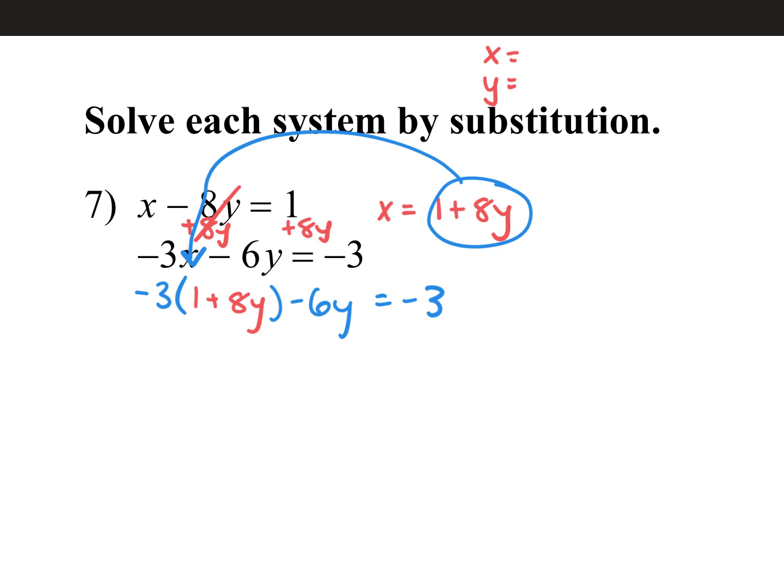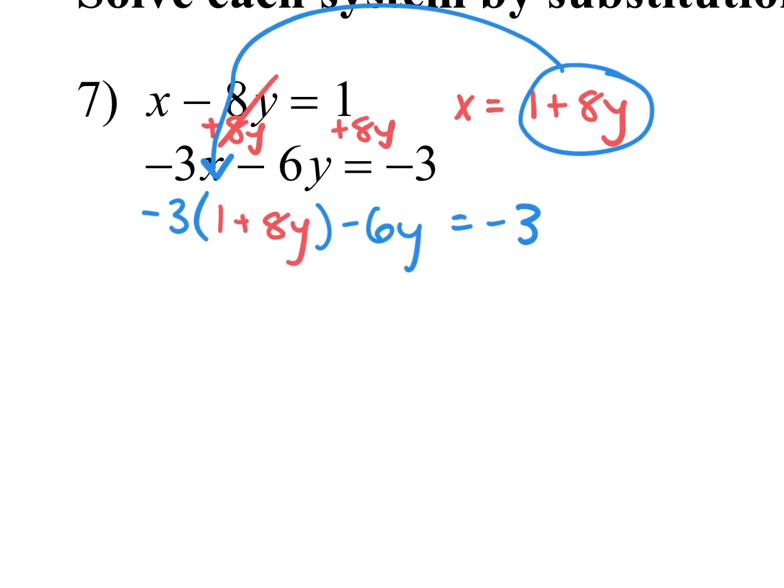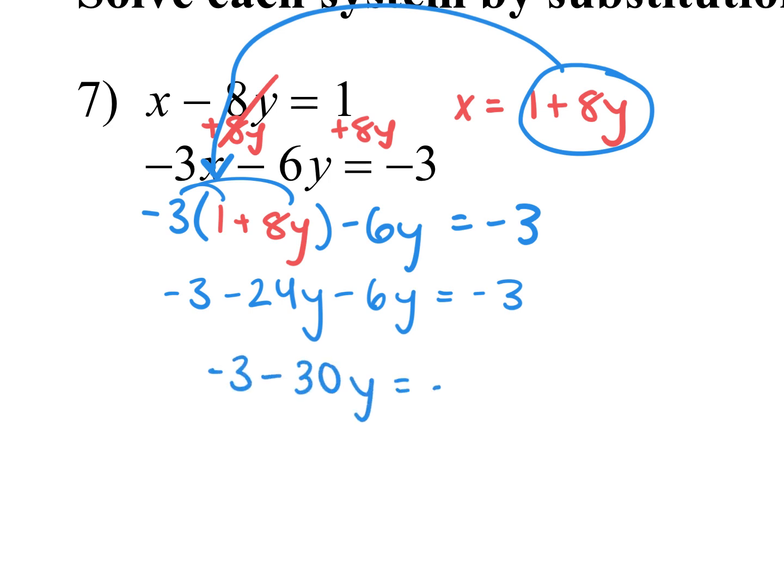What would we do next? Distribute. So what's negative 3 times 1? And negative 3 times 8y? Negative 24y minus 6y is equal to negative 3. What would we do next? Combine like terms. How? So what is negative 24 minus 6? Negative 30. So we have negative 3 minus 30y is equal to negative 3.